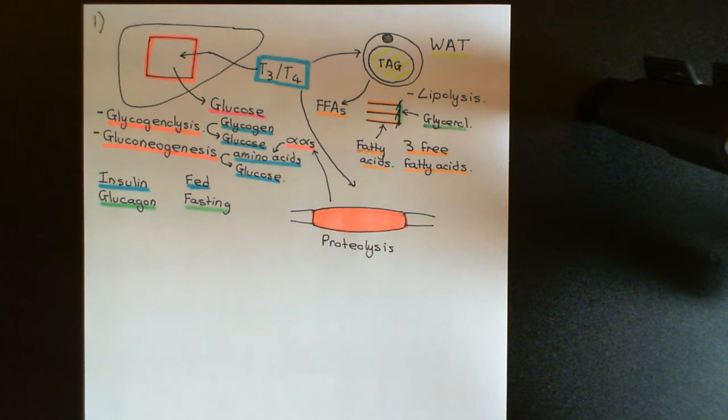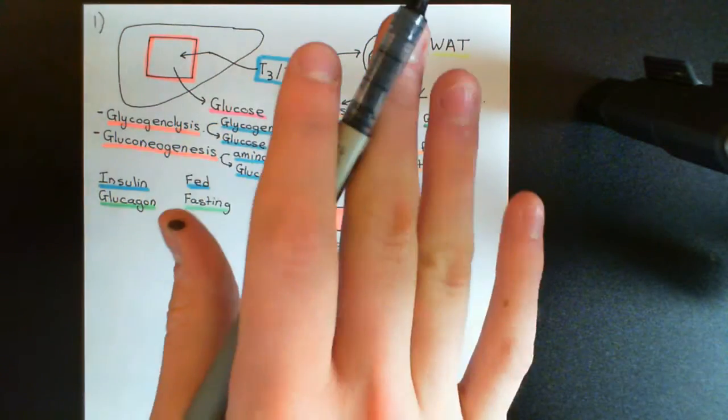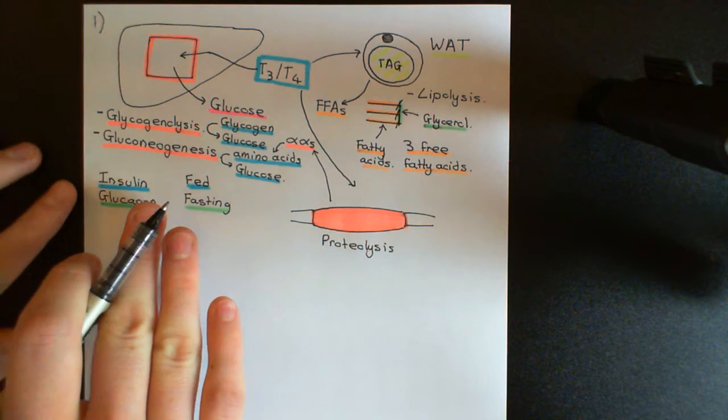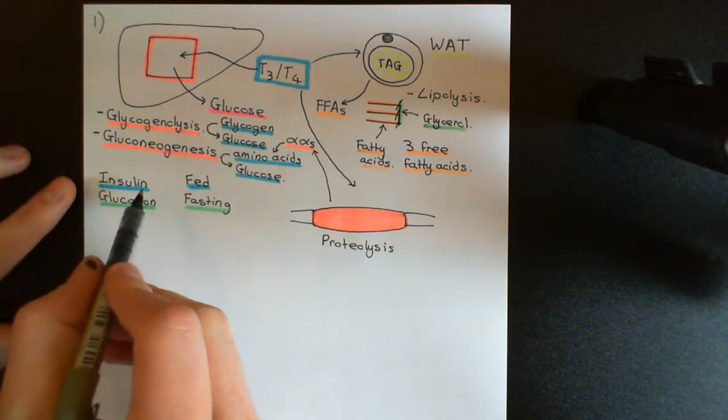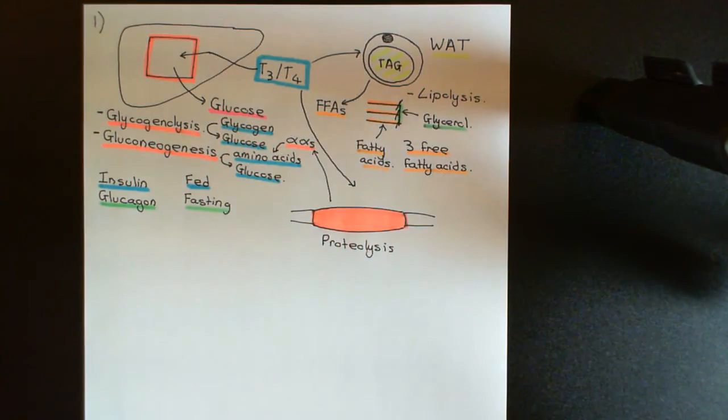So really what that discussion was aiming to do was to make you understand that T3 and T4 driving this release of these different energy storage molecules into the bloodstream is in the background to the glucagon insulin system. This dominates, okay? When insulin goes up, it dominates over this. This becomes irrelevant. Insulin is in control during the fed state.